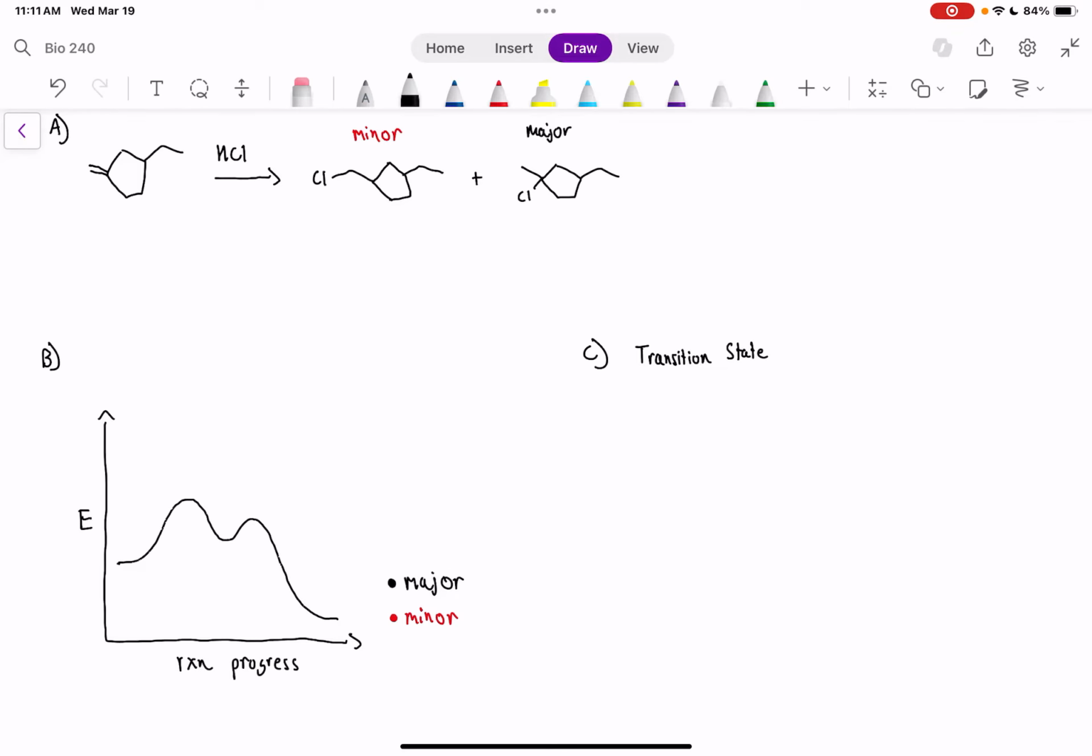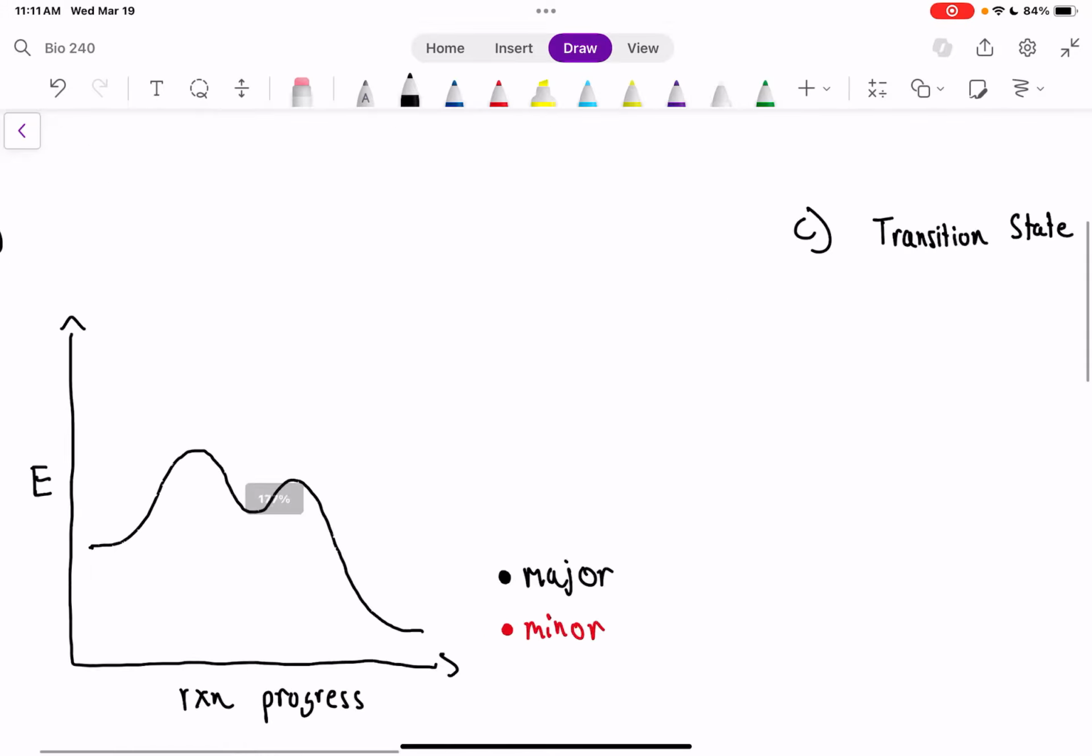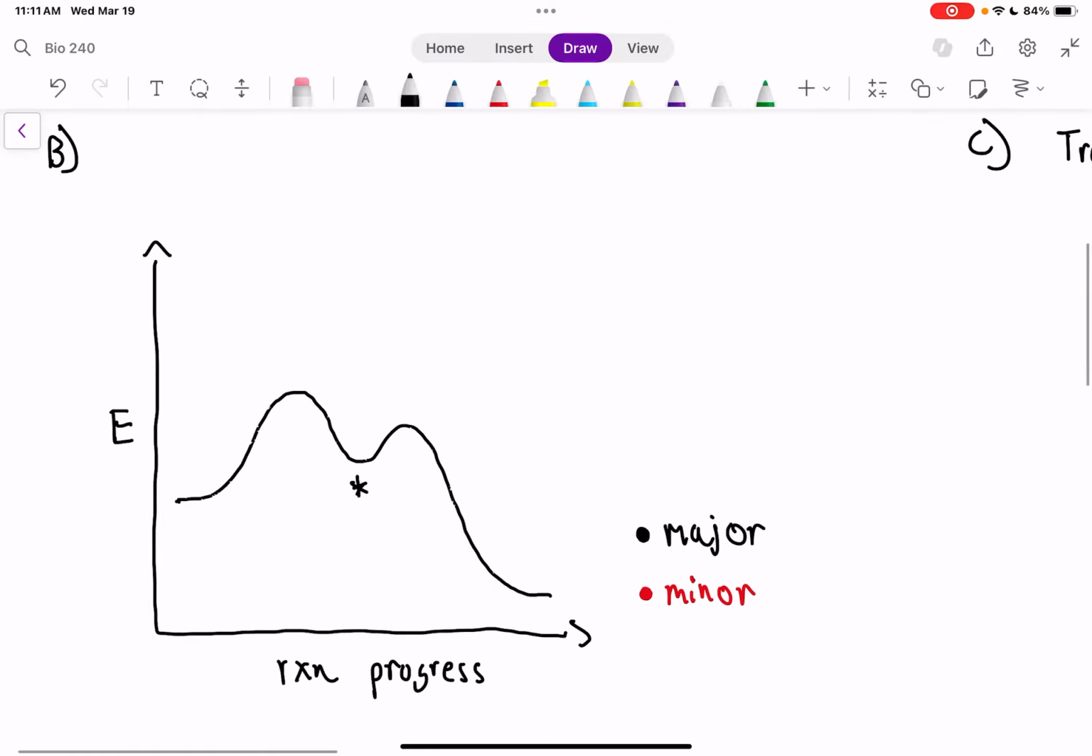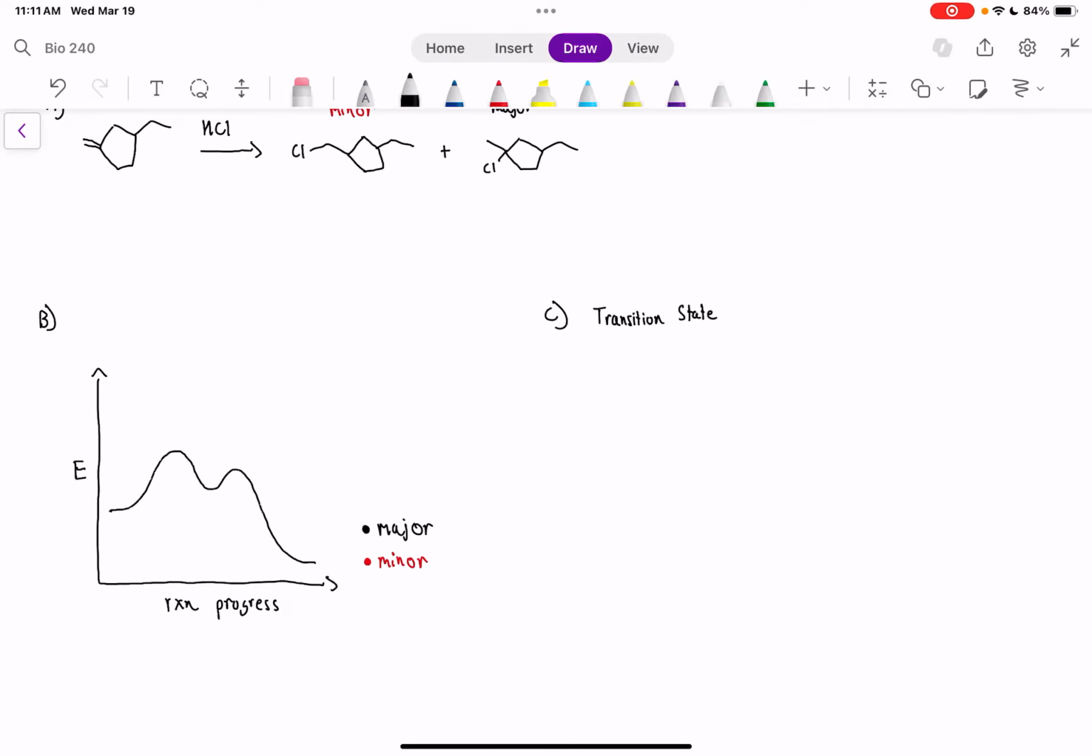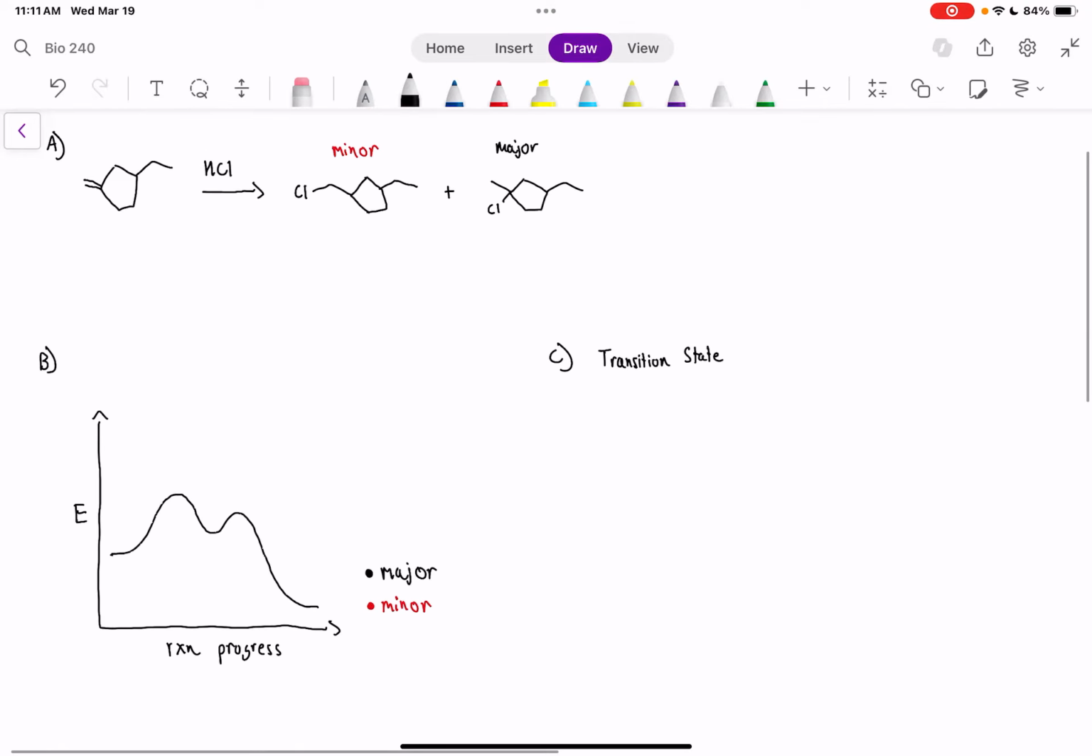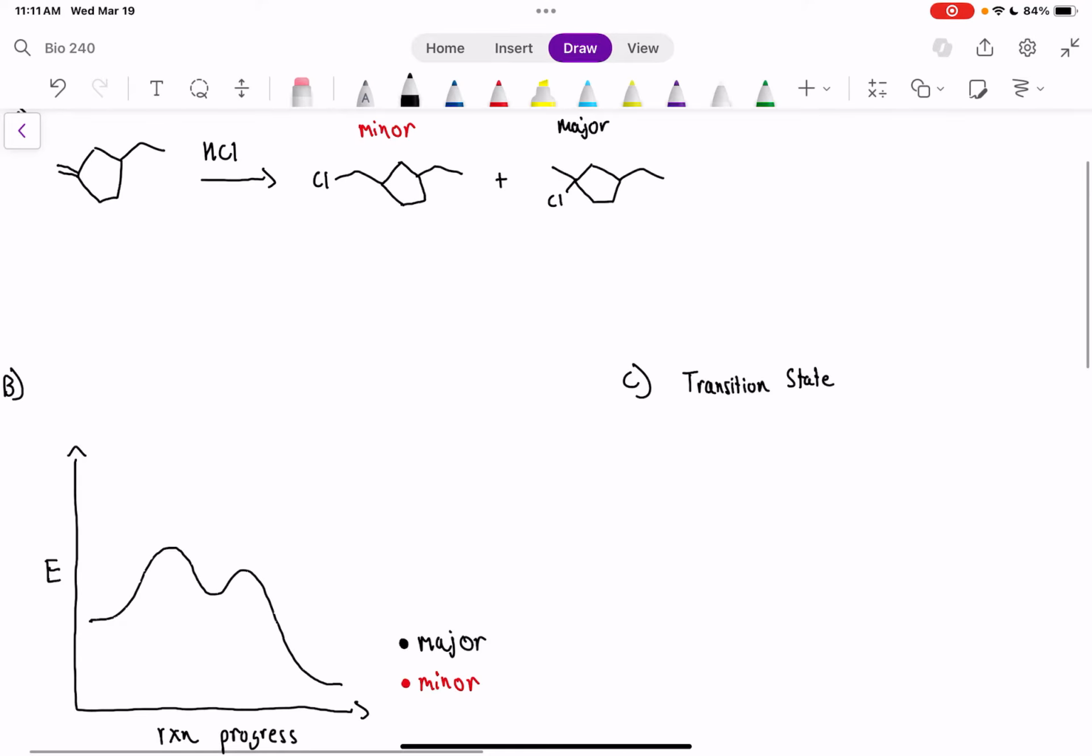And so if we were going to start thinking about this problem, the first thing I would think about is the intermediate. We know that the reaction of an alkene with HCl goes through a carbocation intermediate, so we know this right here has to be the carbocation. So it might be a good idea to start by looking at the difference in the carbocations between the minor and major products. We know that the Cl minus will add where the carbocation is, so the carbocation must be here for the minor product.